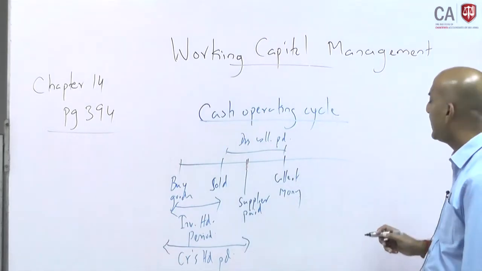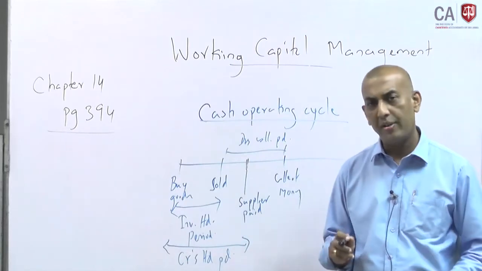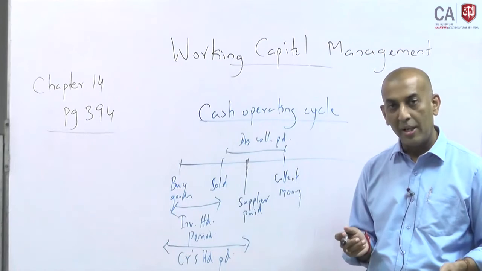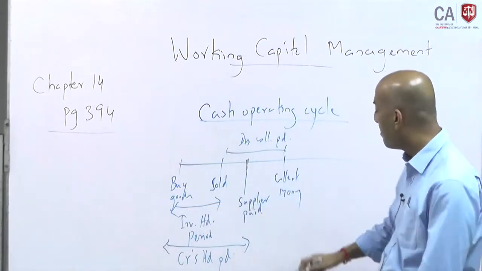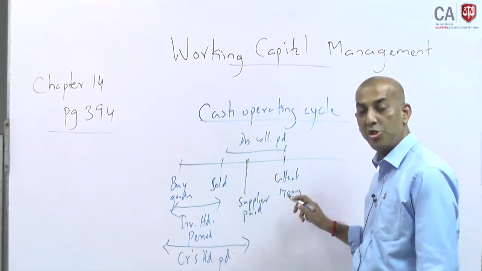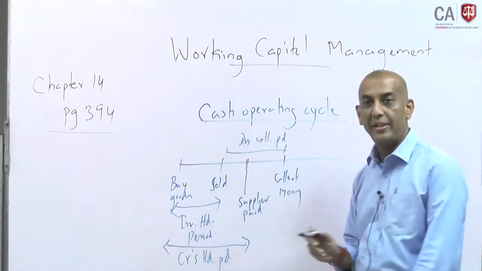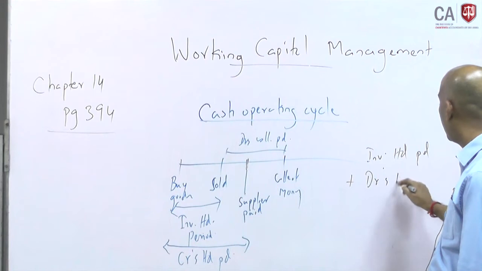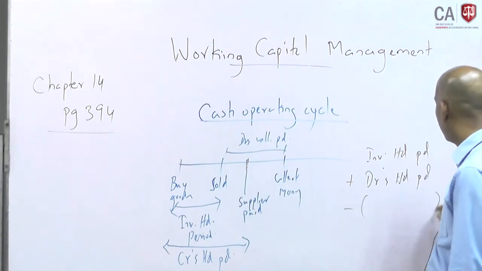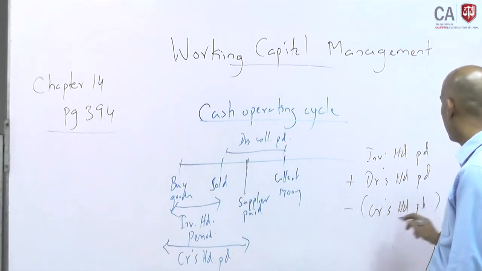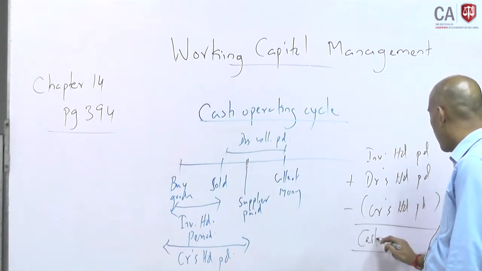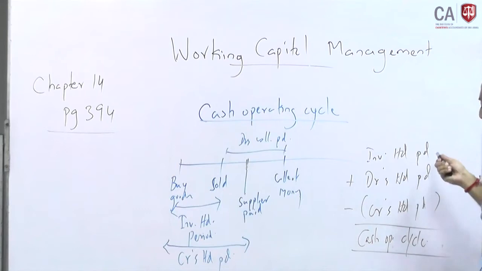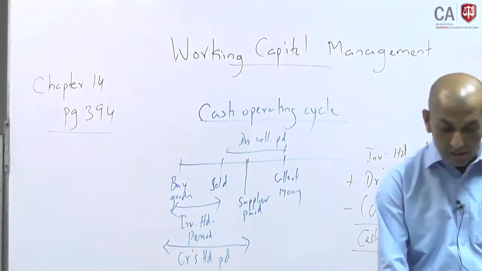So, what is cash operating cycle? It is the time from when you spend money, your supplier payment is done, to the time you collect the money. How long is that? That is called cash operating cycle. So, how do you calculate it? Inventory holding period plus debtors holding period minus creditors holding period is called cash operating cycle.